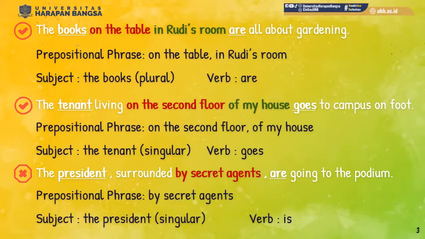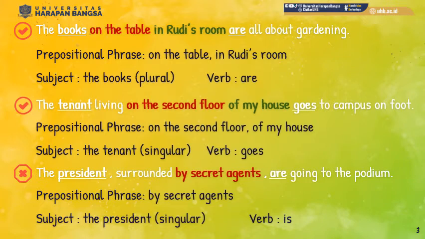Remember, what you find in the sentence is the subject and verb. Jadi yang perlu kalian cari di sebuah kalimat adalah subjek dan verb. Kalau ada kata-kata yang diawali dengan preposisi in, on, at, from, by, it's not important, tidak penting. Ya, so here you have prepositional phrase, frase yang diawali dengan preposisi yaitu on the table and in Rudy's room.